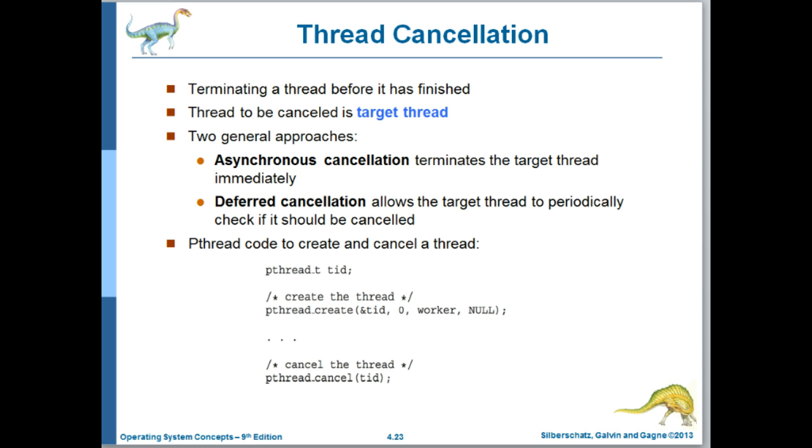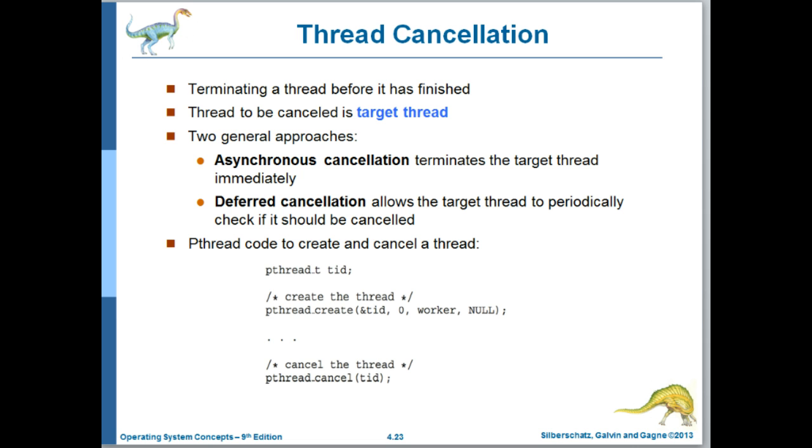Threads can terminate each other. That's called cancellation. And the design decision there is if one thread cancels another thread, the target thread, does the target thread terminate immediately? That would be asynchronous cancellation. Or does it do it on a deferred basis, meaning that it can clean up after itself before it terminates?